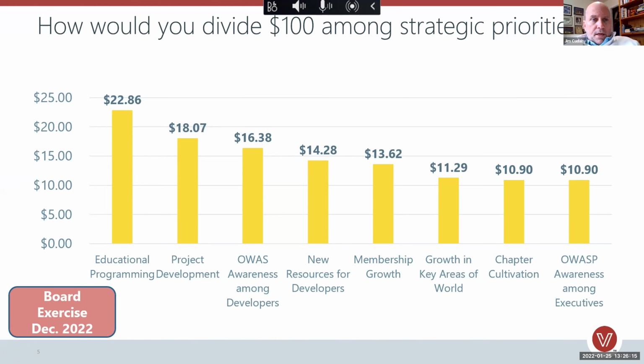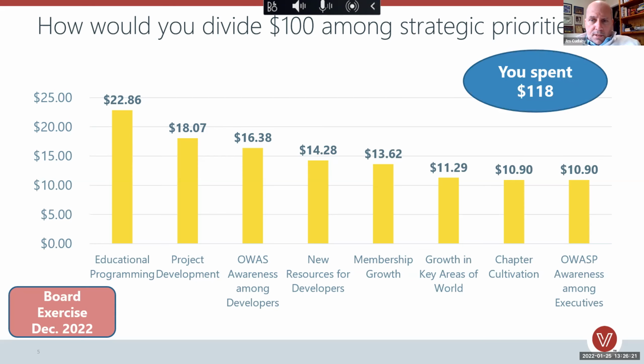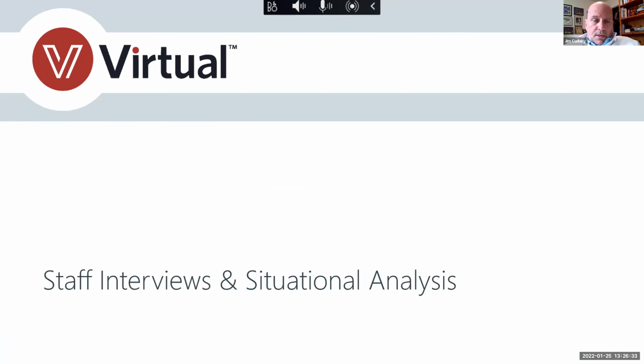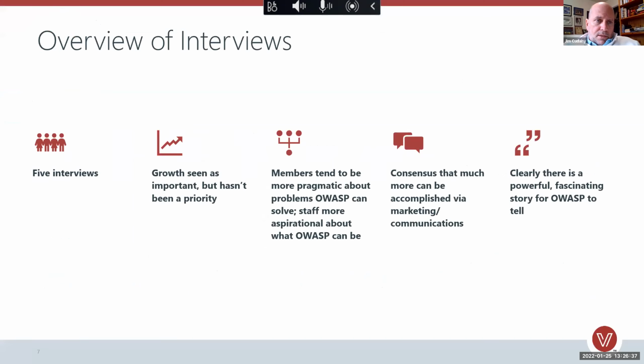Now, maybe not good coming out of the budget discussion, but you actually managed to spend $118 on average rather than $100. But that said, this was all about just using the $100 as a way to figure out where your priorities lie. So with that, let me then go into the interviews that we did with the staff and the situational analysis.